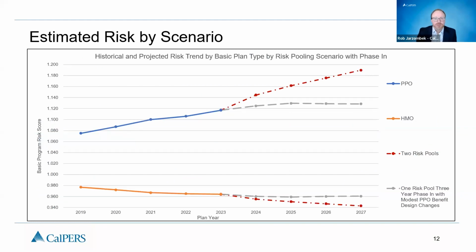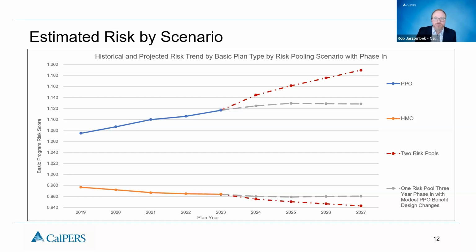This chart shows the risk scores, which is how healthy or unhealthy a population is, between the HMOs and PPOs. Plans with a score greater than 1, with 1 being the average, have unhealthier or sicker members. Plans with scores less than 1 have healthier members. As you can see, the PPOs in the blue have always had a sicker population or a higher risk population, especially when compared to the HMOs that are shown in orange.